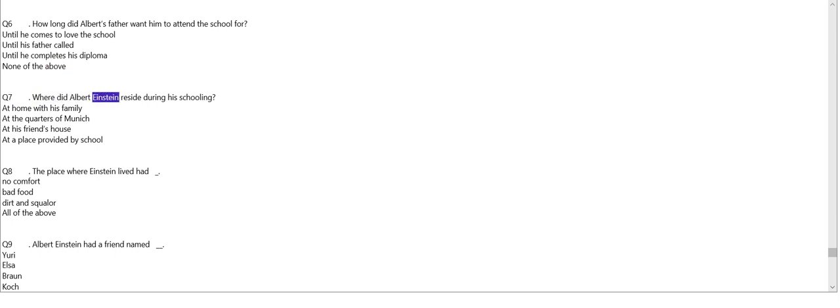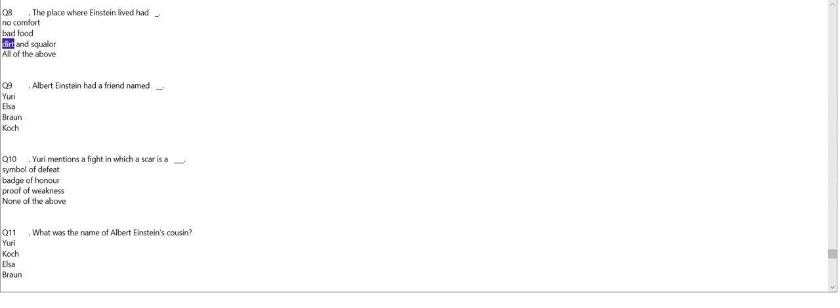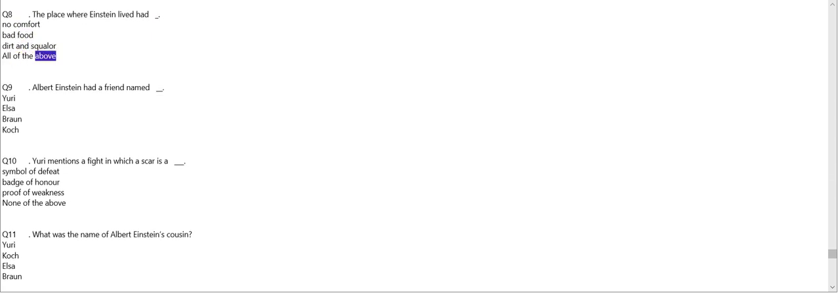Q7. Where did Albert Einstein reside during his schooling? At home with his family. At the quarters of Munich. At his friend's house. At a place provided by school. Q8. The place where Einstein lived had ___. No comfort. Bad food. Dirt and squalor. All of the above. Q9. Albert Einstein had a friend named ___. Yuri. Elsa. Braun. Cook.